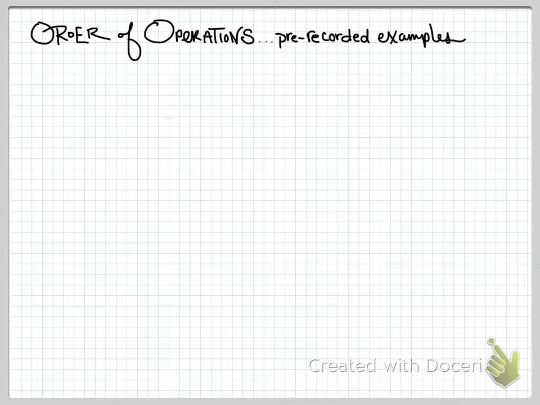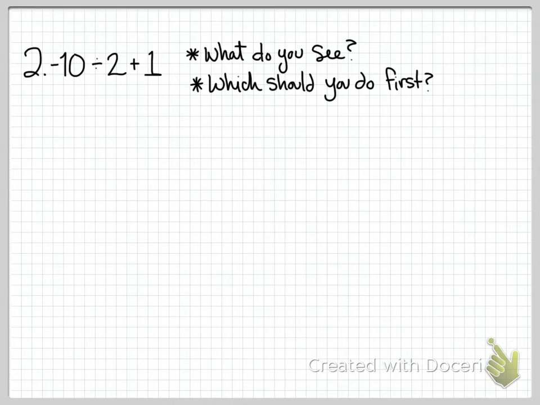Okay, order of operations, pre-recorded examples. These are problems from the worksheet in the packet. Number 2, negative 10 divided by 2 plus 1.